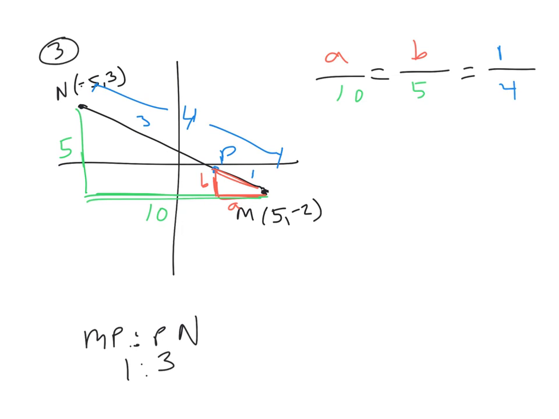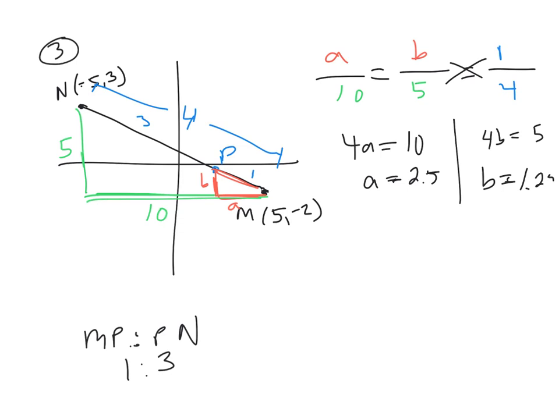So you might write them as separate proportions. Again, that's fine. I'm just putting them all out there. And then I'm going to cross multiply. So I'm going to start by doing A over 10 equals 1 over 4. And cross multiply that. So that's going to give me 4A equals 10 times 1. A is going to be 10 divided by 4, which is 2.5. And then I'm going to cross multiply right here and get 4B equals 5, which means B is going to be 5 divided by 4, which is 1.25. Again, I'm not done. Those aren't my answers. My answers are going to be the coordinates of point P. And that's when I'm going to be done.